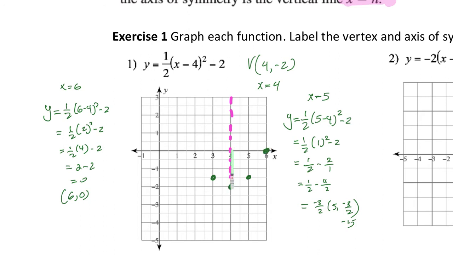Again, I marked that point 2 units to the right, so I'm going to mark that same point 2 units to the left. So I should have this point right here. And with that, I have enough to trace my graph. It doesn't have to be perfect, but I've got to see that curve at the vertex. This down here is the vertex right there.